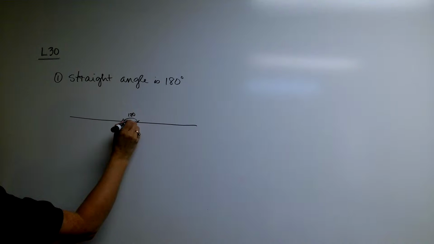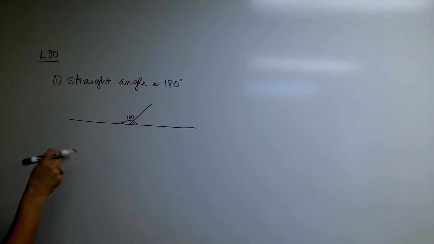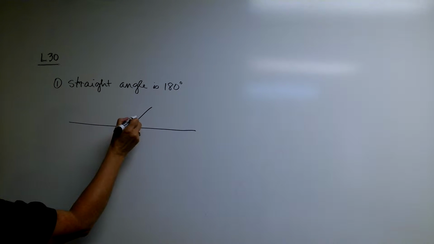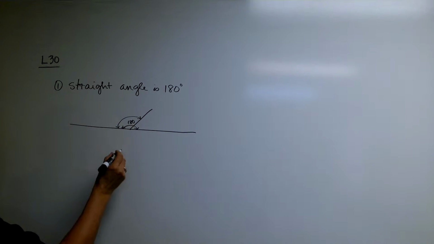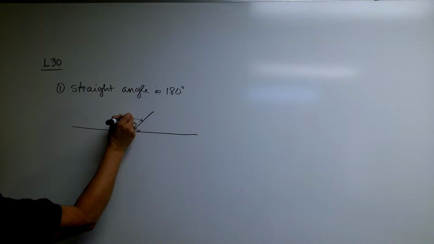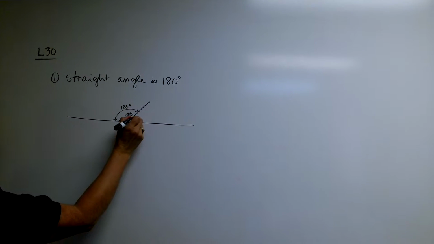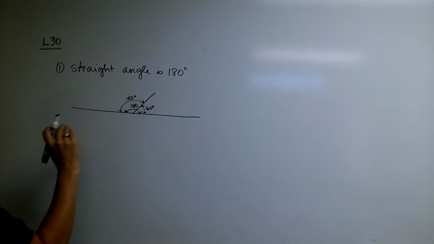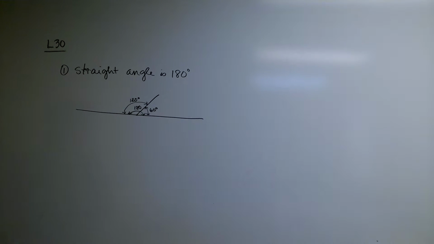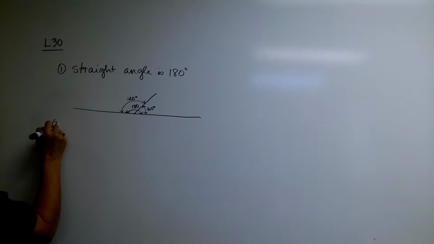If I split that angle into two, those two angles have to add up to 180. So if I say this is, let's say 120, then that means this small angle right here has to be 60 because they have to add up to 180.